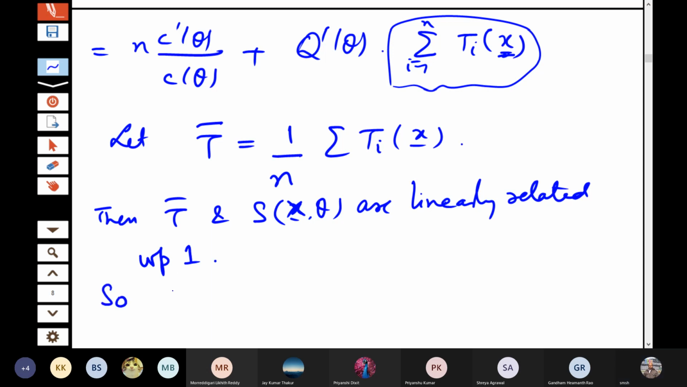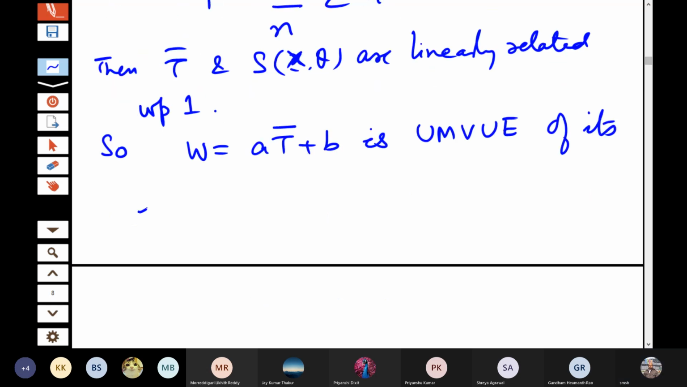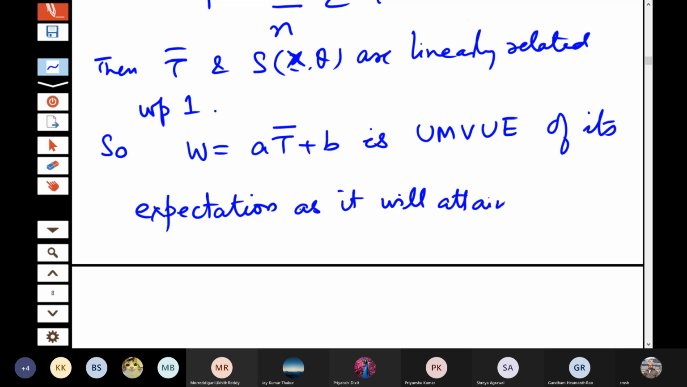So if I call, say, W, it is the UMVUE of its expectation. It will be the minimum variance unbiased estimator of its expectation. Another thing is that as it will attain RCLB.